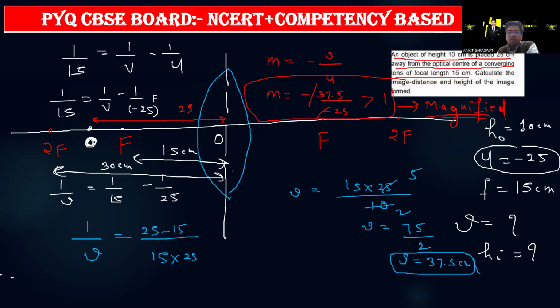One thing: we were asked to calculate image distance, and height of image formed. So height of image you can easily calculate. Height of object is given, 10 centimeter. So apply the formula: m will be hi by ho equals minus v by u. Hi we need to calculate. Ho is 10, and minus v, now we write 75 by 2.